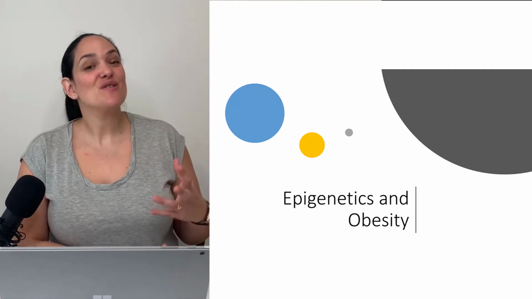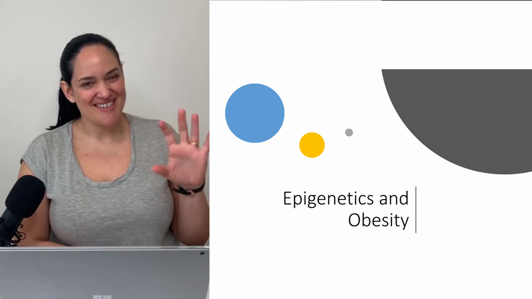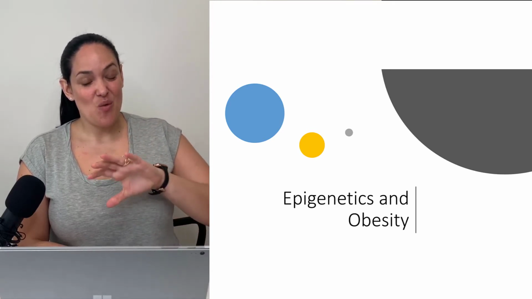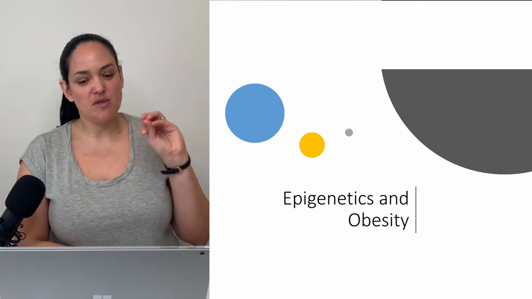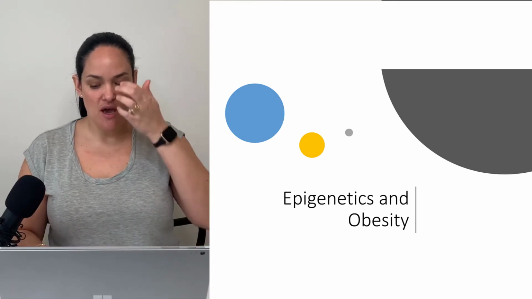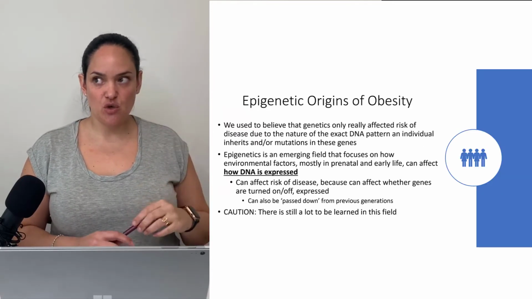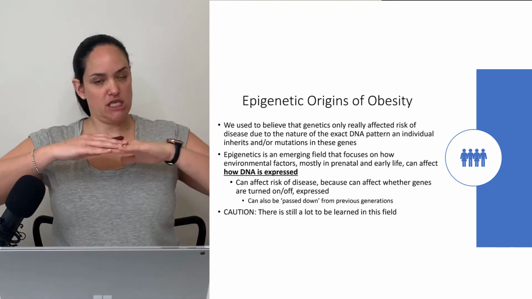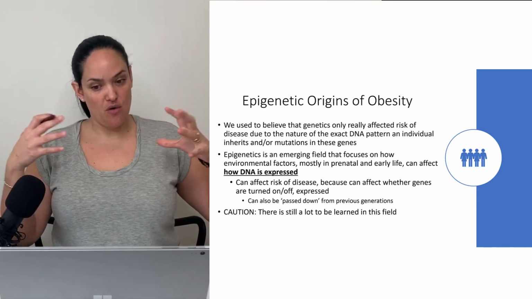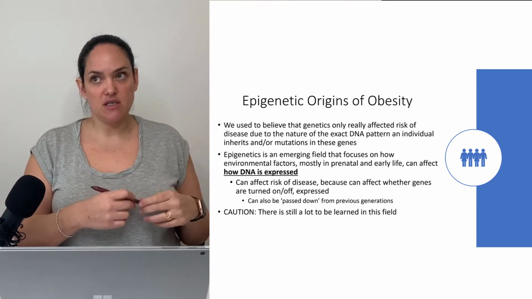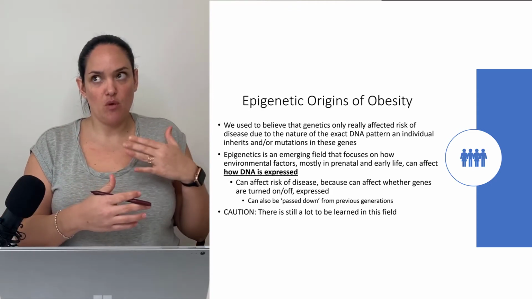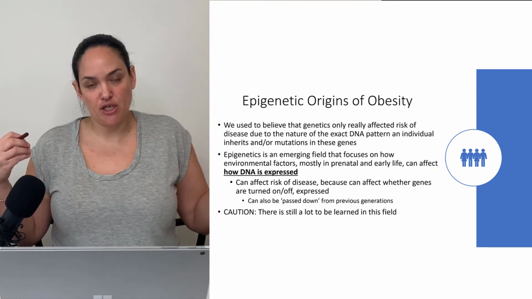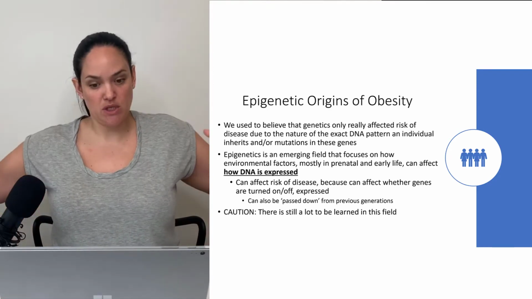To add another layer to the confusion around the genetic origins of obesity, in this unit we're going to explore the concept of epigenetics and obesity. So what is epigenetics? We used to think that basically our DNA pattern, our genome, affected risk of disease based on what kind of genes were or weren't expressed based on that particular DNA sequence that we find in our genes.